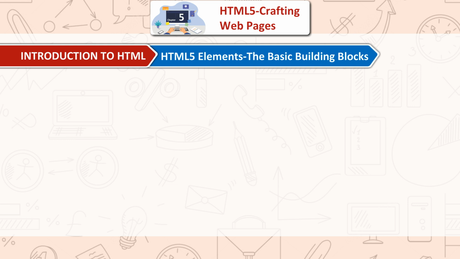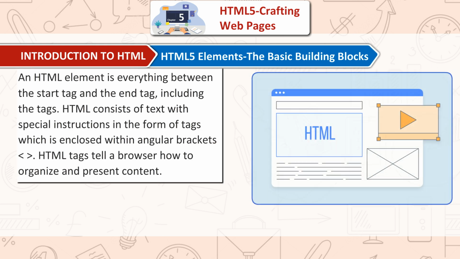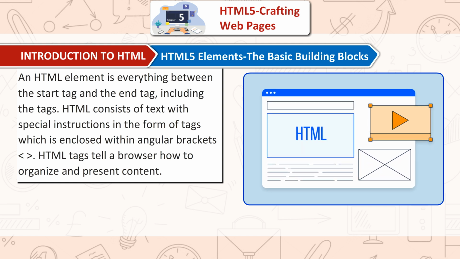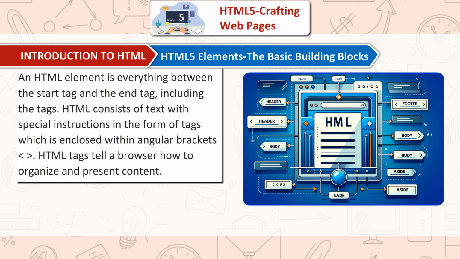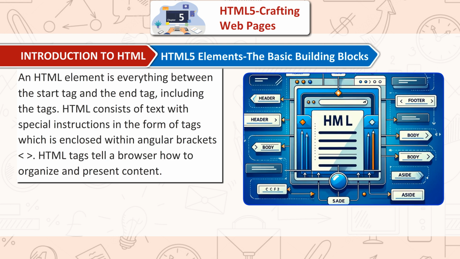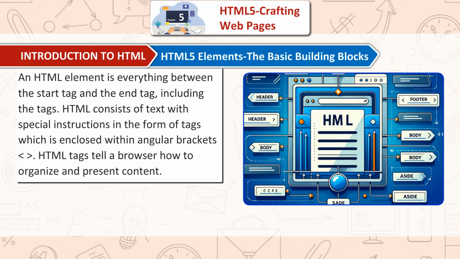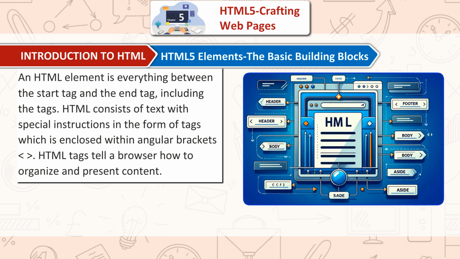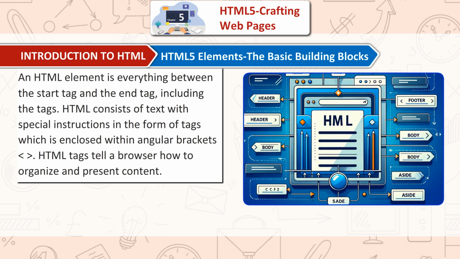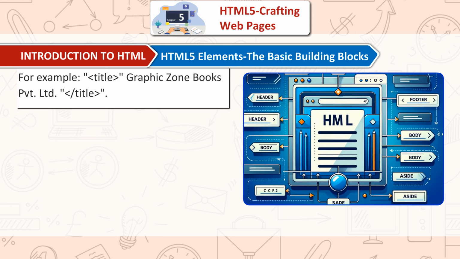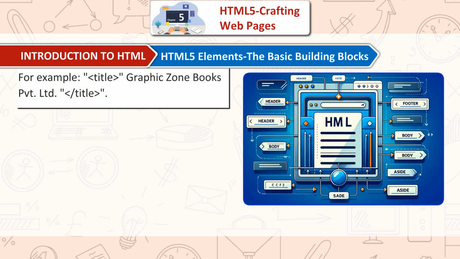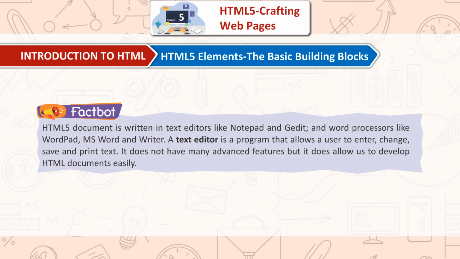HTML5 elements, the basic building blocks. An HTML element is everything between the start tag and the end tag, including the tags. HTML consists of text with special instructions in the form of tags, which are enclosed within angular brackets. HTML tags tell a browser how to organize and present content. For example, title, Graphic Zone Books Private Limited, closing title.